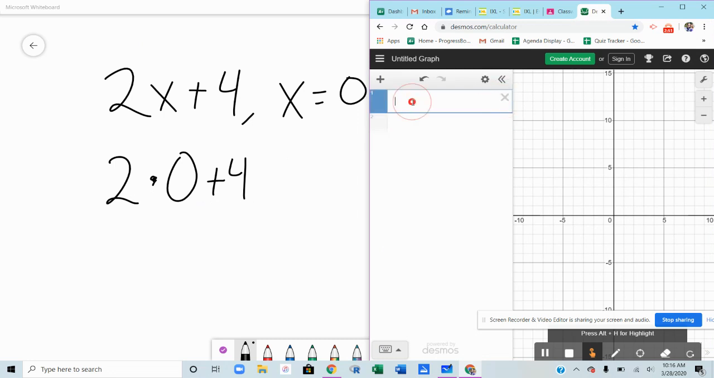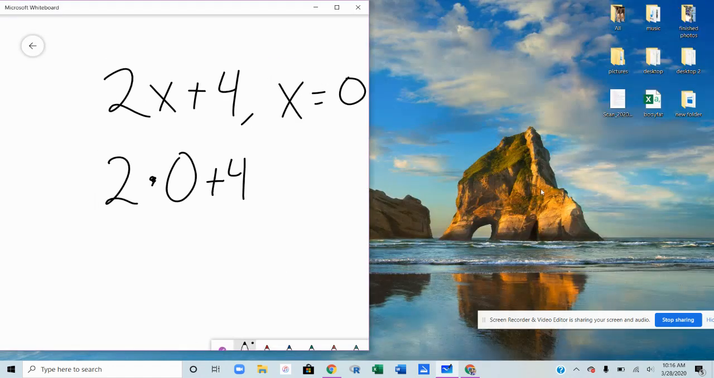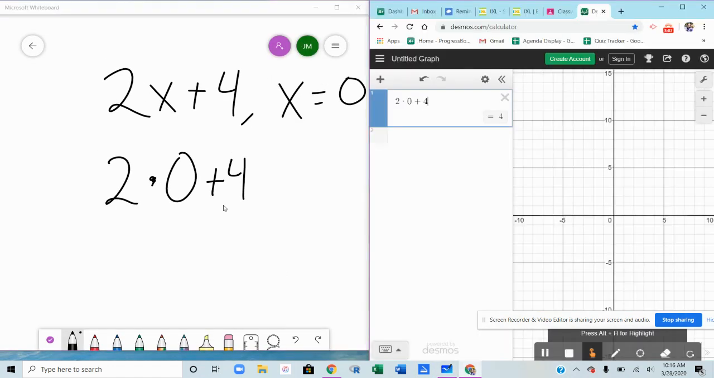So when I'm in Desmos, I can do 2 times 0 plus 4, and it just gives me my answer. Okay, so as you get going, there are definitely going to be some problems that are going to be a little bit longer. It'll just be easier to type it in. So you get your answer is 4.